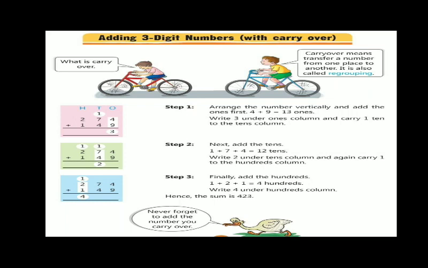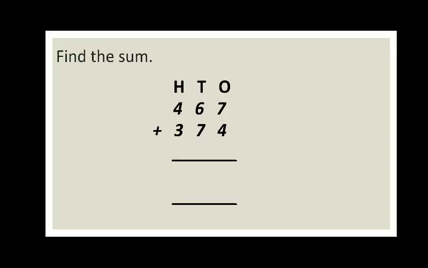Then in the next step, we will add all the digits at the tens place. So 1, 7, 4, that is 12. So we will write 2 and carry over 1 to the hundreds place. Then we will add all the digits at hundreds place, that is 2, 1 and 1. So when we add up 2 plus 1 plus 1, it is 4, and hence the sum is 423.